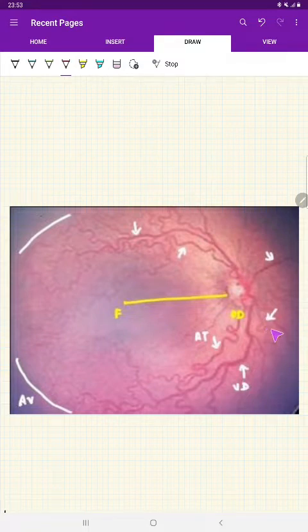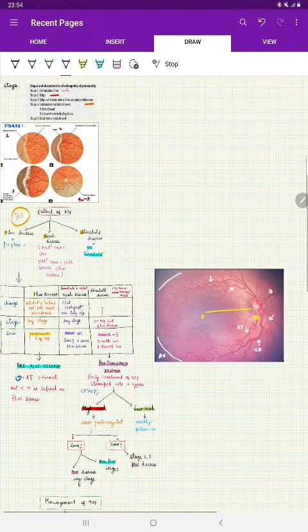What is this? Any guess? Yes, this is plus disease. What is plus disease? There is progression, and it is arterial tortuosity and venous dilatation of two quadrants or more. That's what it is. So with this, we are ending this video.